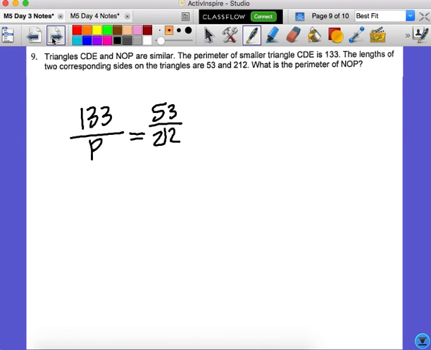And then I can cross multiply and find that the perimeter of the bigger figure is 532 units.